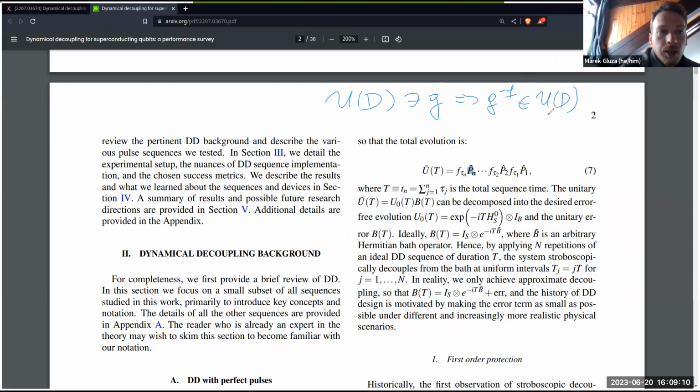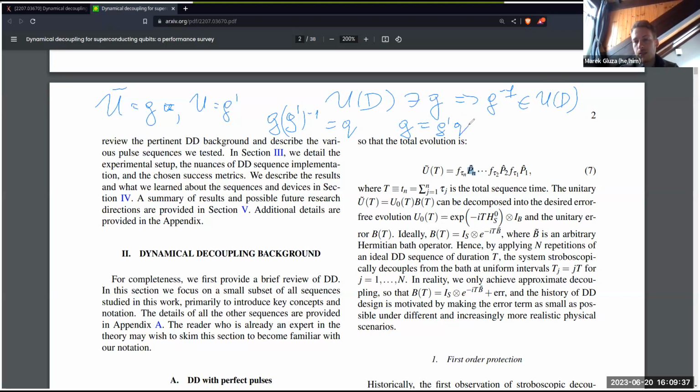Okay. So if I have a unitary, which is an element G, and I have another unitary, which is an element G prime, then I can relate them multiplicatively by saying I take G, and then G prime inverse, it will give me some Q. And now if I invert this, I see, okay, G is actually G prime times Q.